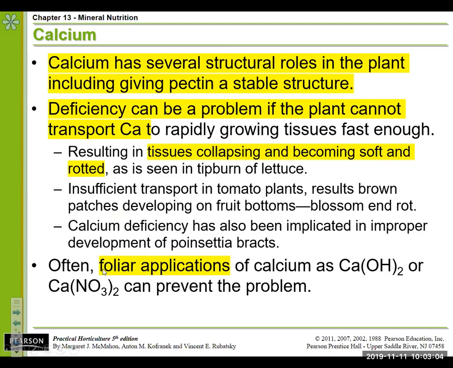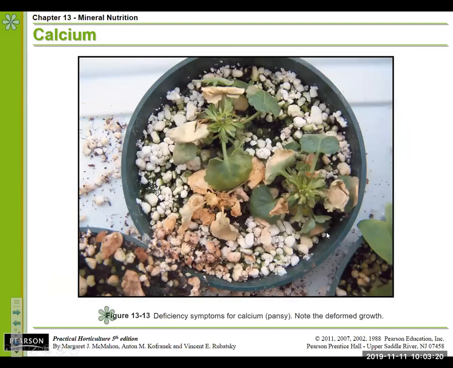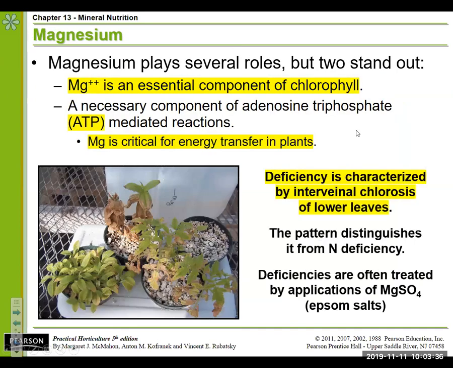Calcium is slowly moved through the plant. One way that we can correct it is through foliar applications. It can prevent, or in some cases even somewhat reverse, a problem in leaves and fruit. Here's calcium deficiency in pansies. We're getting deformed growth because it just doesn't have enough calcium to have that pectin in the cells that allows it to stand up strong, have that turgidity in the cells.